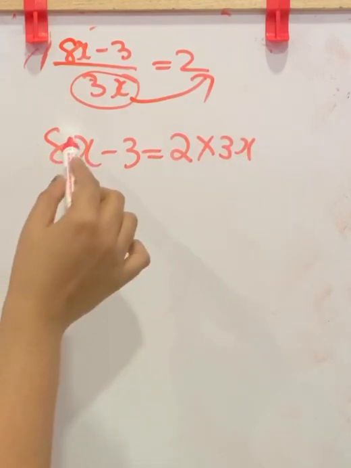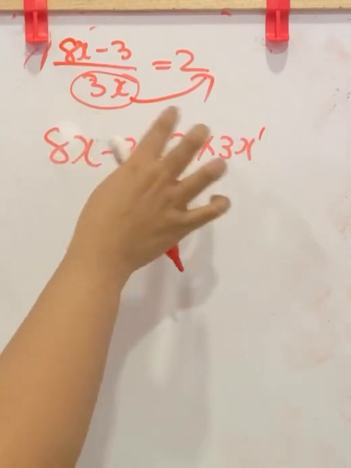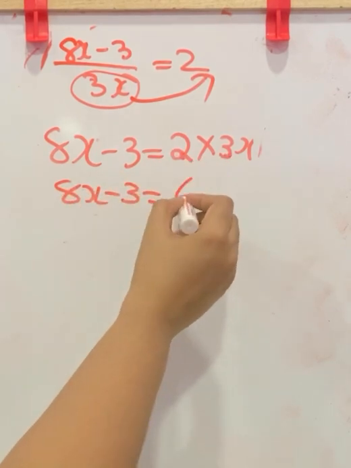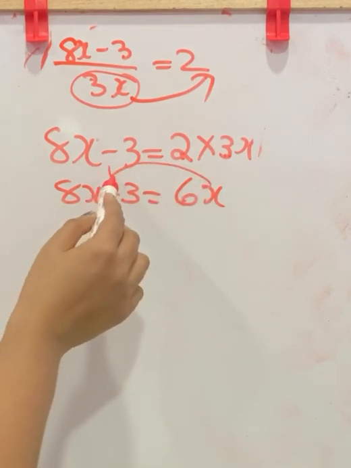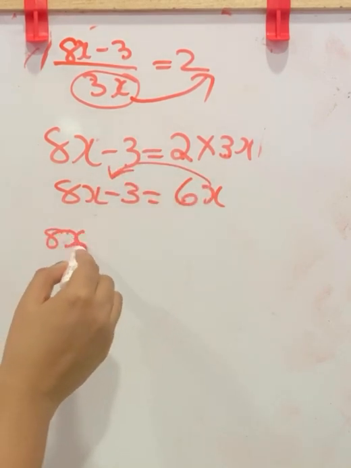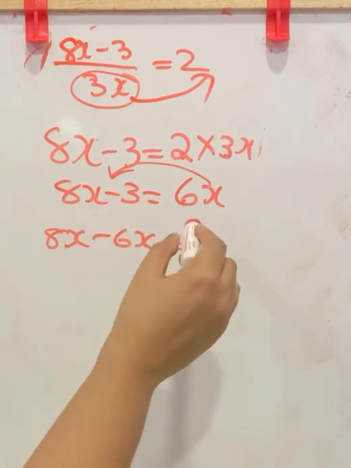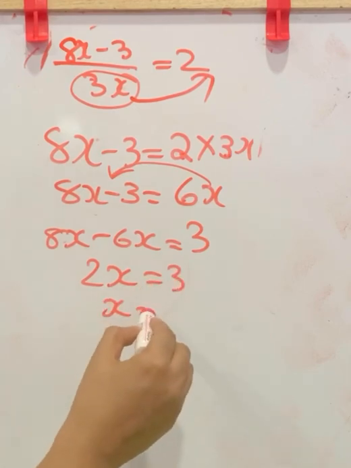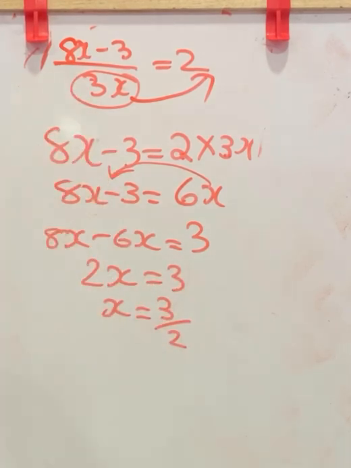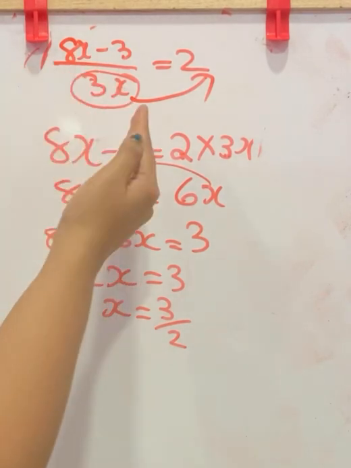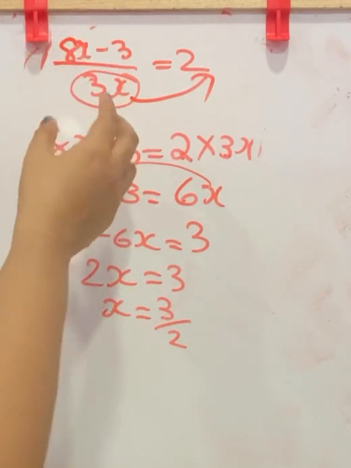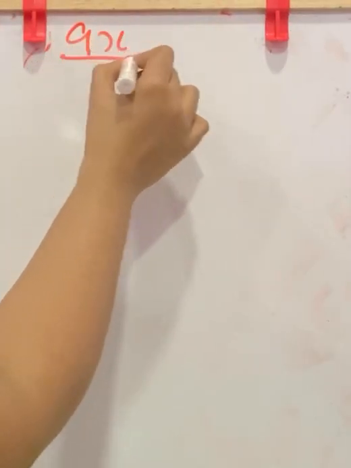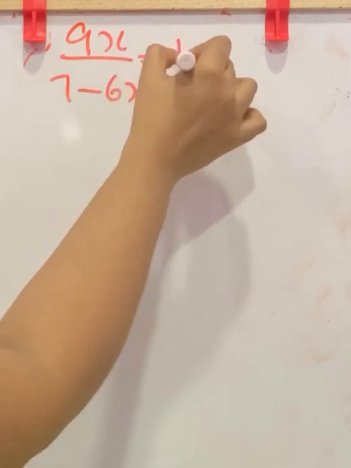Now all are linear variables. That is, this is also 1, this is also 1. Now we can rewrite this as 8x minus 3 equal to 2 into 3 is 6x. Now you can take this x variable to LHS, that is 8x minus 6x equal to minus 3 taken to RHS, plus 3. 8 minus 6 is 2x equal to 3. x is equal to 3 by 2. This is the solution. So this is how we change equations where variables are in denominators to the linear form.